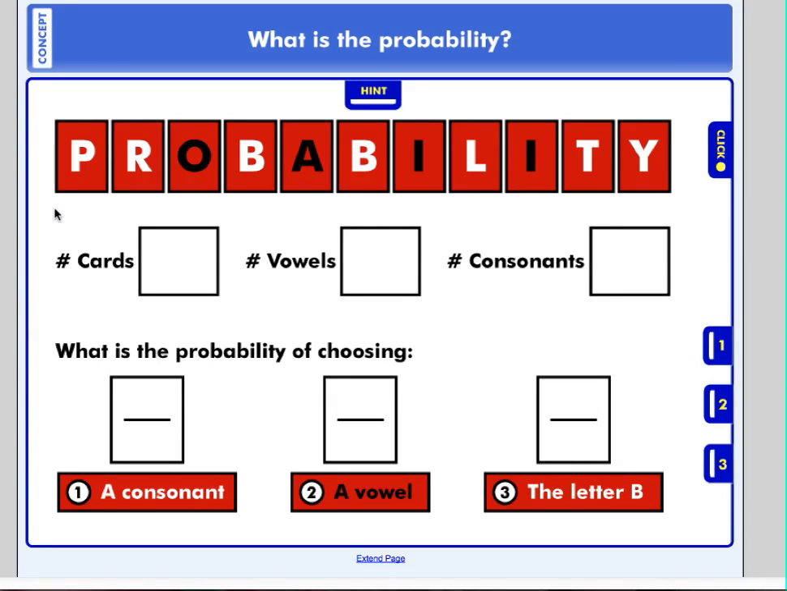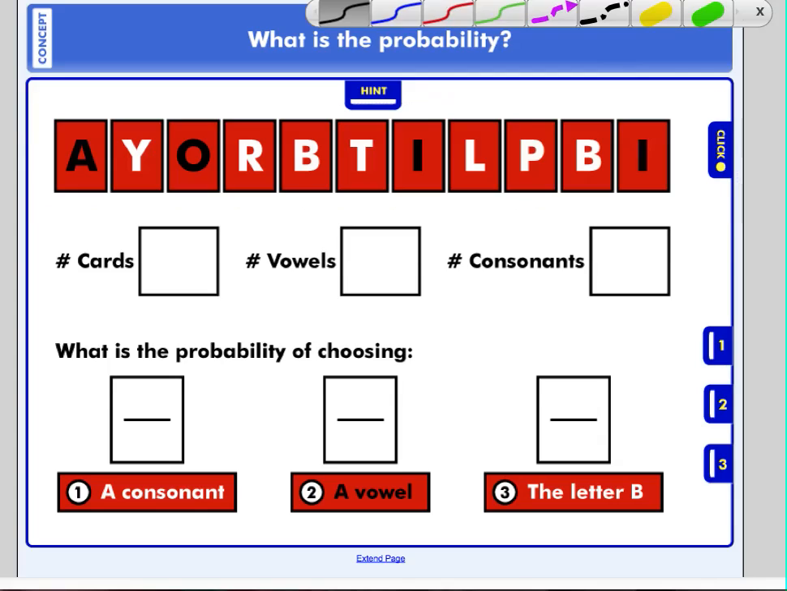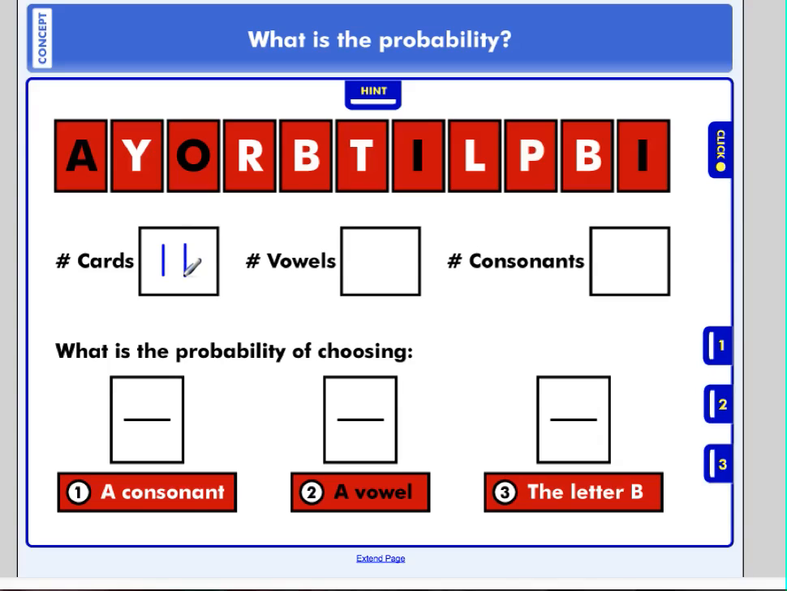Let's take a look at this. What is the probability? Okay, let's say we have cards and the cards have letters on the front, such as the word probability, or we could mix them up. It really doesn't matter. Now, in order to figure out the probability of choosing these options, either a consonant, a vowel, or the letter B, the first thing you always have to know is how many total cards we have. So if you count them, 6, 7, 8, 9, 10, 11, we can see that we've got 11 cards altogether. So the number of cards is 11.